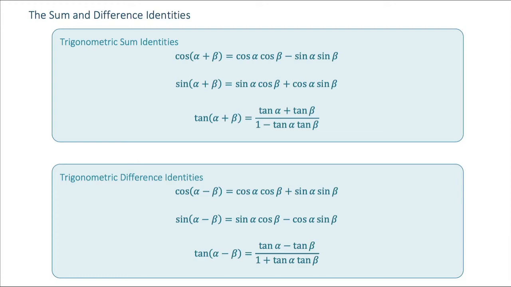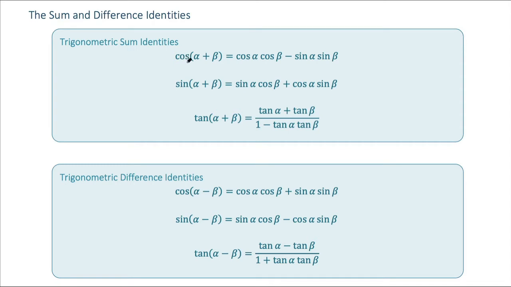We have some identities for when we're adding or subtracting angles inside of a trigonometric function. We've got identities for cosine, sine, and tangent. So these identities are extremely useful. I just want to point out a couple of patterns here that we're seeing.